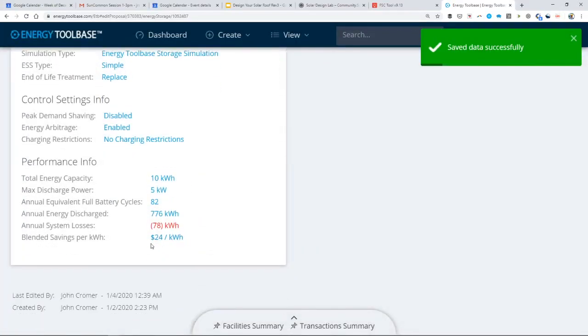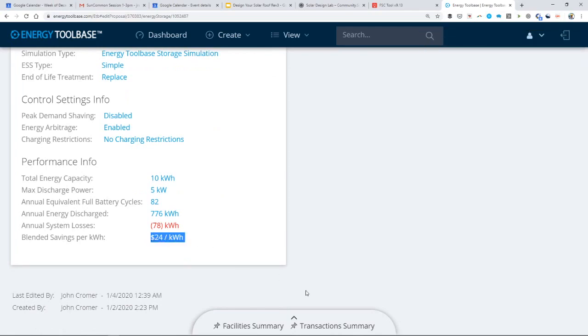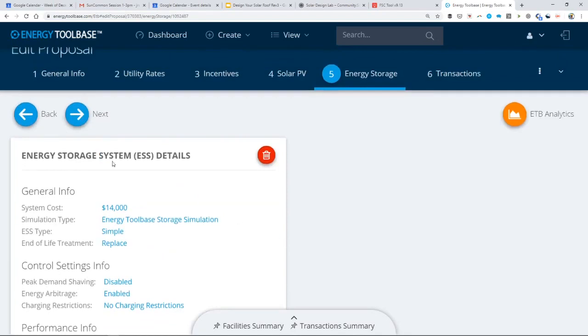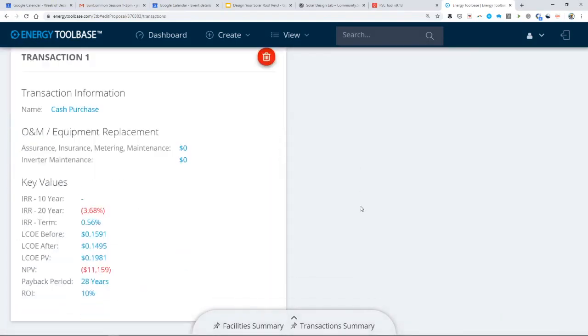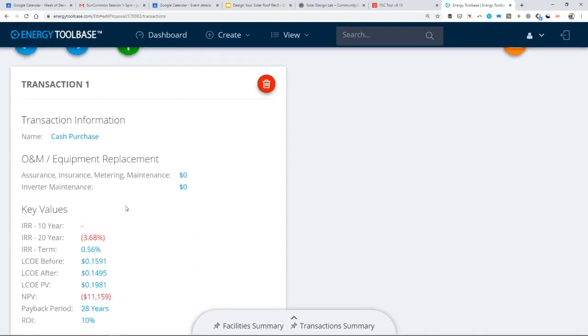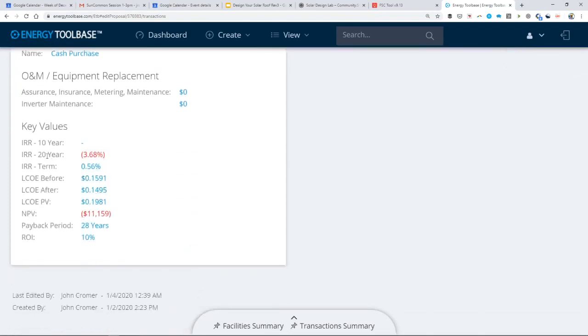So now we see that blended savings figure has gone down, and we'd see our battery utilization rate go up. And so you don't have to get all the way to the very end where you're running a report to do it, but here we are at the very end where we're running our report and we're seeing our payback is not very good.